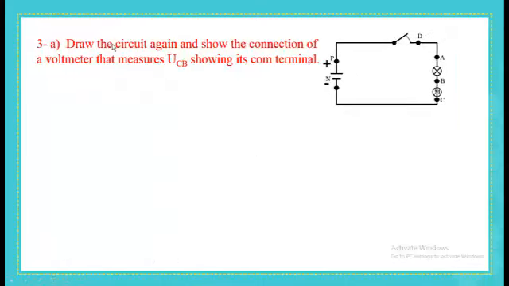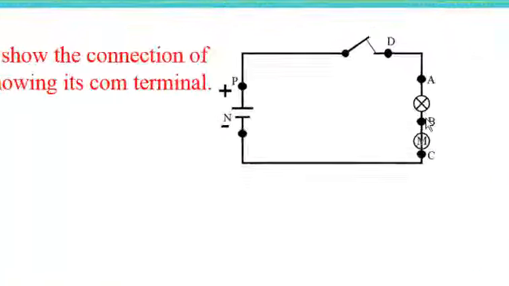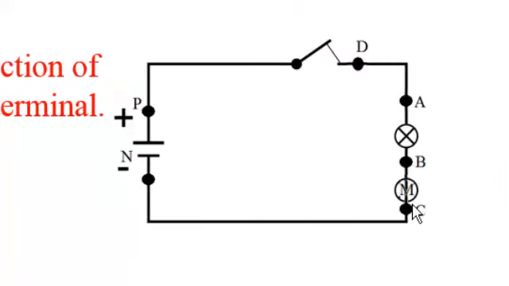Now we have to draw on this circuit a voltmeter that measures UCB, and don't forget to show the COM terminal, even if we didn't ask about it. You have to put it on the diagram. From the name UCB, this means that B is connected to the COM terminal. Because we're asking about a voltmeter, then it should be connected in parallel across the motor, UCB. So B is connected to COM.